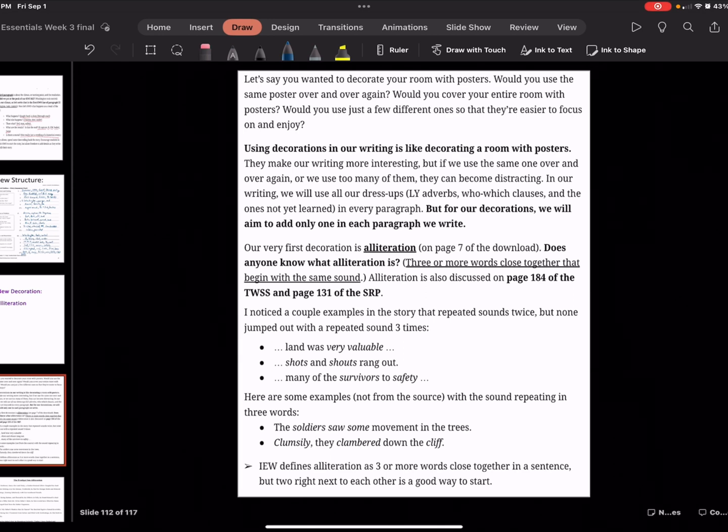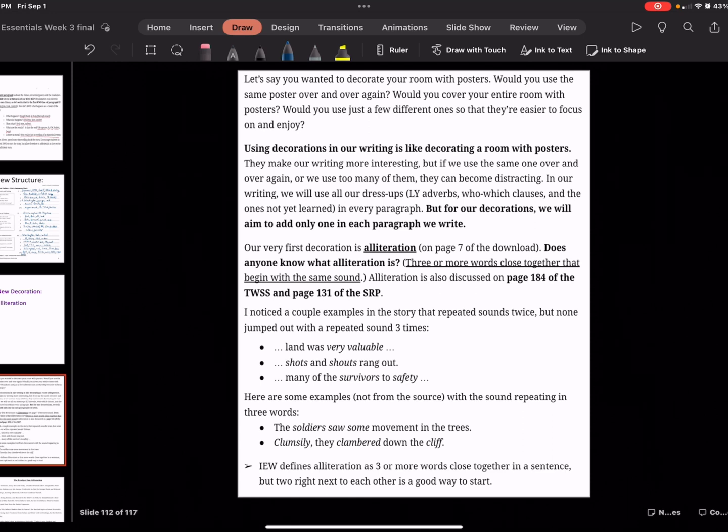All right, so alliteration. 3 or more words close together that begin with the same sound. Alliteration, here we go. I noticed a couple examples in the story that repeated sounds twice, but none jumped out with a repeated sound 3 times. So, very valuable. Shots and shouts, survivors, safety. Those are close together. They don't have to be one right after the other, but they are in close proximity. And very valuable both start with V. Shots, shouts, both start with S. Survivors, safety, both start with S.